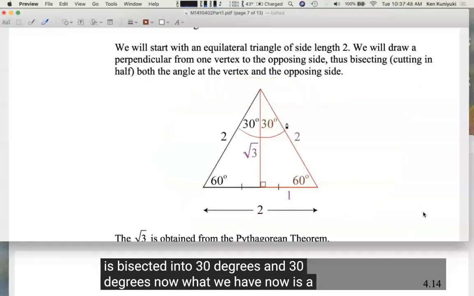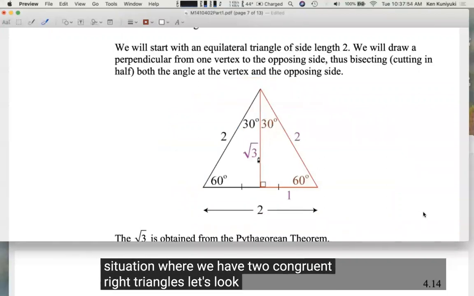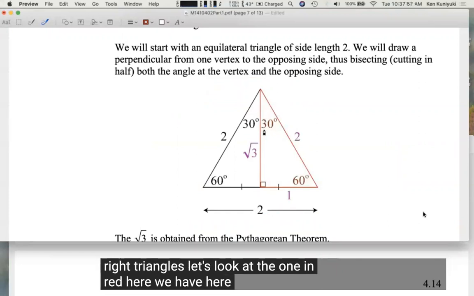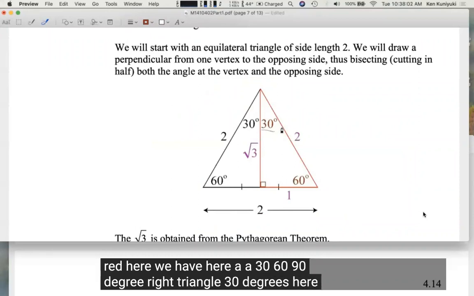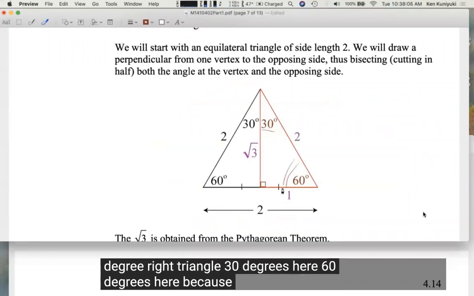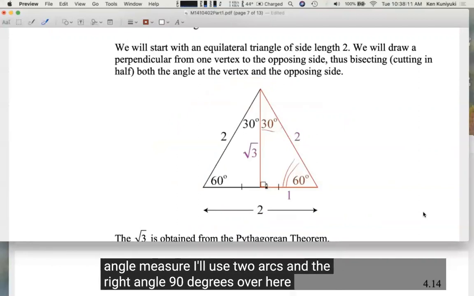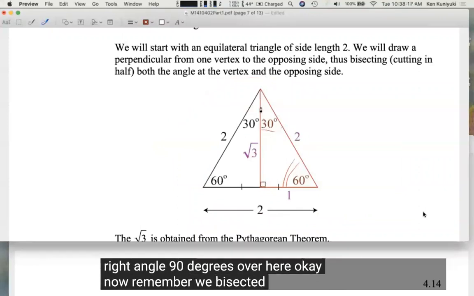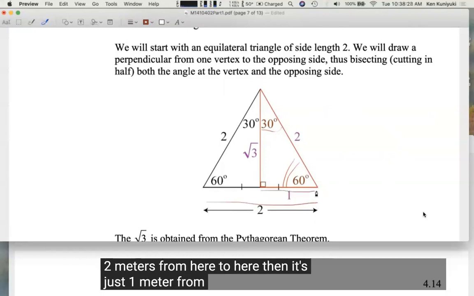Now, what we have now is a situation where we have 2 congruent right triangles. Let's look at the one in red here. We have here a 30, 60, 90-degree right triangle. 30 degrees here, 60 degrees here. Because it's a different angle measure, I'll use 2 arcs, and the right angle, 90 degrees over here. Okay, now remember, we bisected this side over here. We split it into 2 equal sized pieces. If the entire side length here is 2 meters from here to here, then it's just 1 meter from here to here.